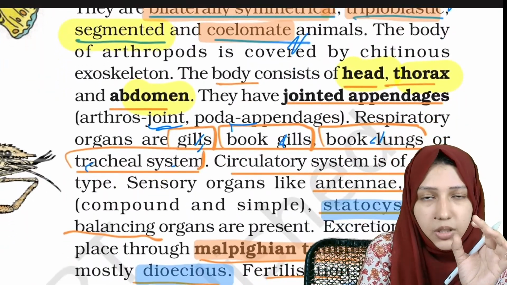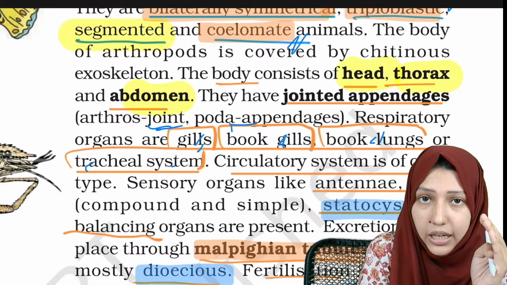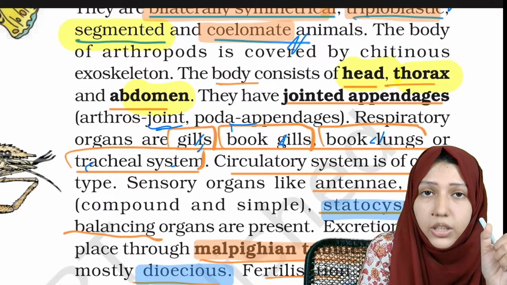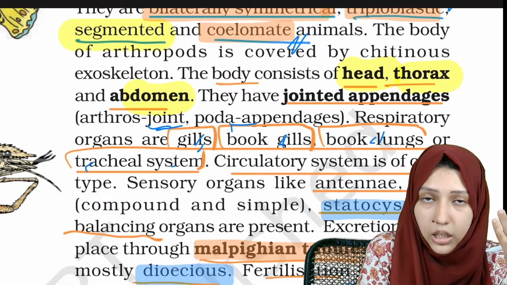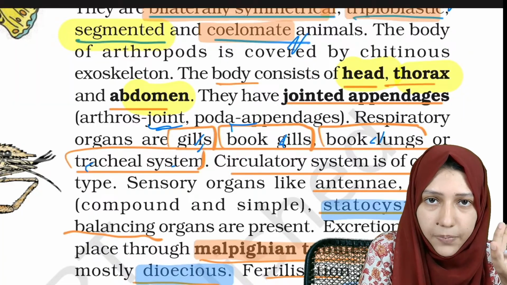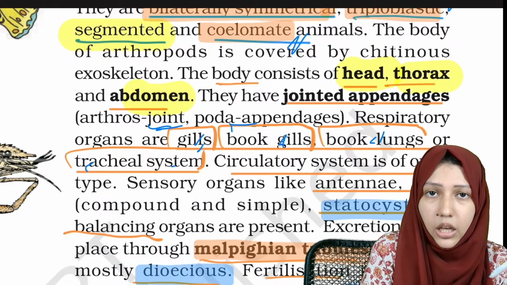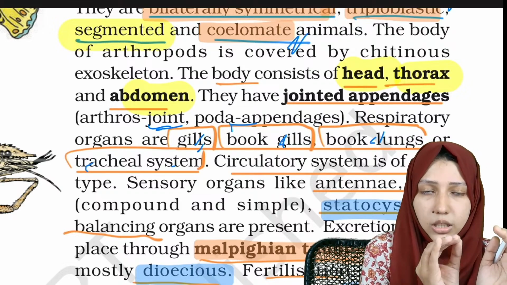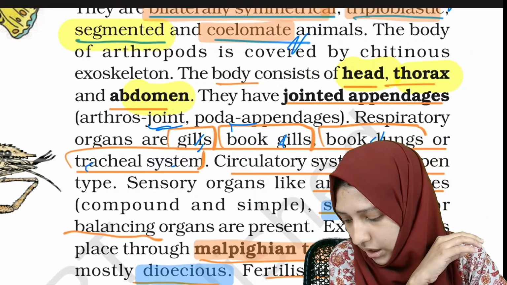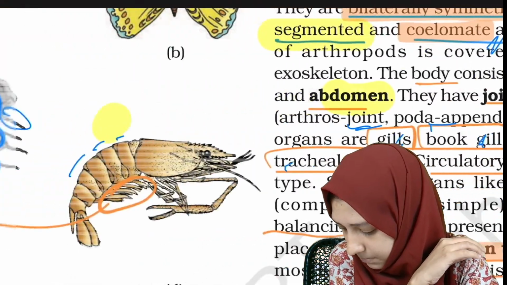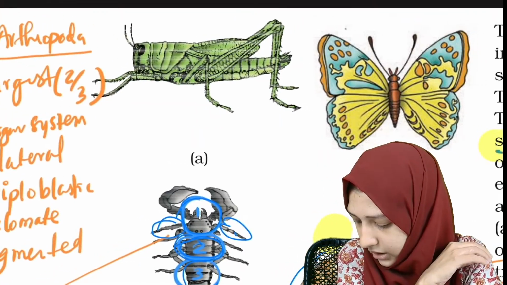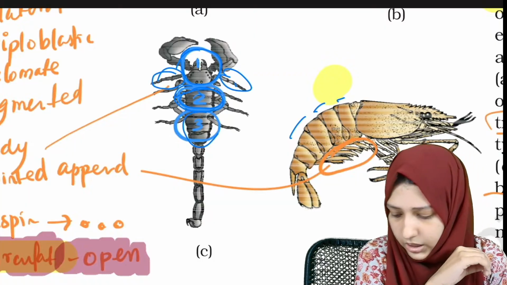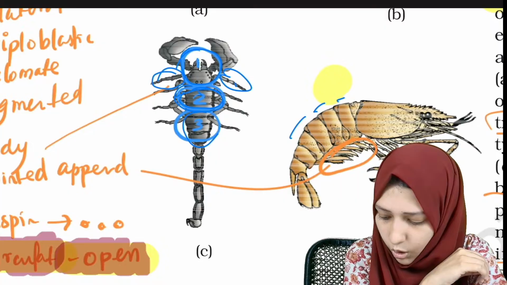Now circulatory system. The circulatory system is open. For annelids, the circulatory system was closed because there were vessels. But for arthropoda, the circulatory system is open, which means the organs are bathed inside the organism, in the blood. This is a point that you have to note. The circulatory system is of open type.